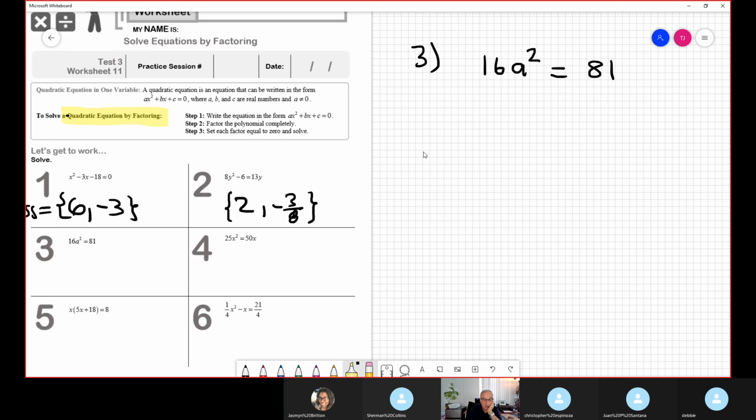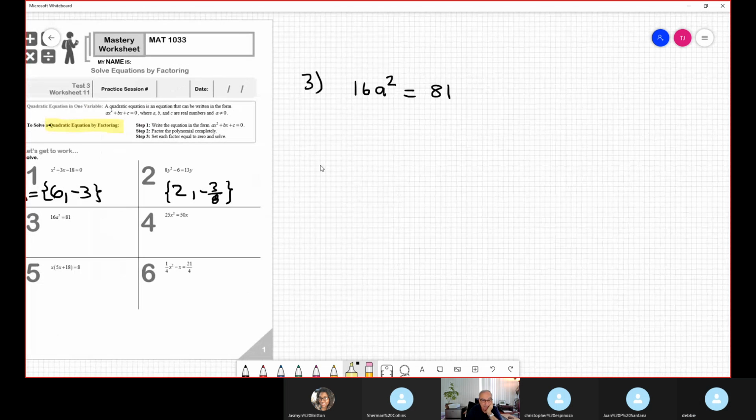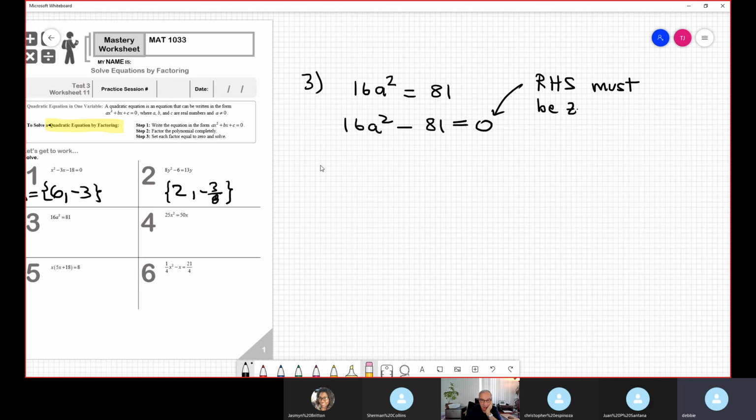If it's by factoring, the first thing you should do is express in standard form. Standard form is when the right hand side is 0. 16a squared minus 81 equal to 0. This is extremely important to start. Right hand side must be 0. Now you pay your attention to that part. Focus on that part. It's a binomial, the difference of squares, and the factorization is 4a and 9: the square root of 81 is 9, plus or minus.